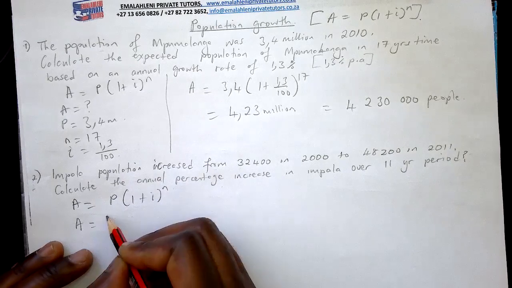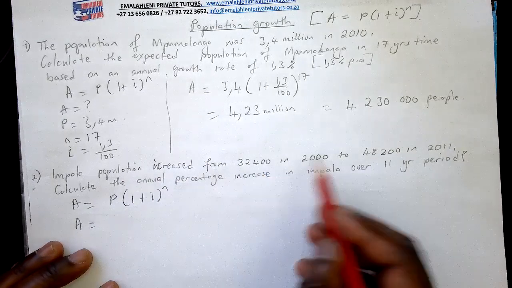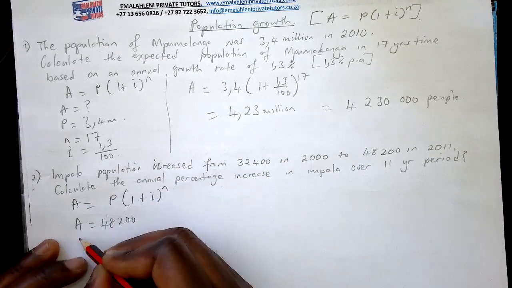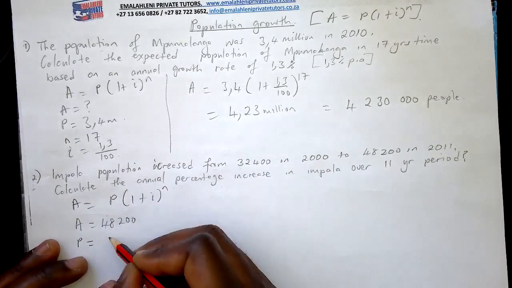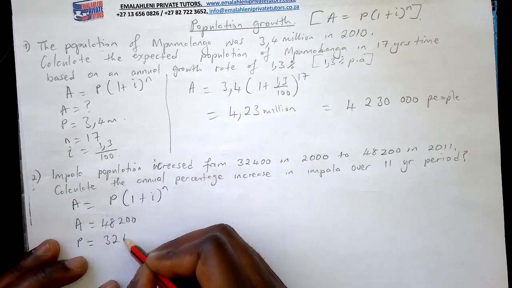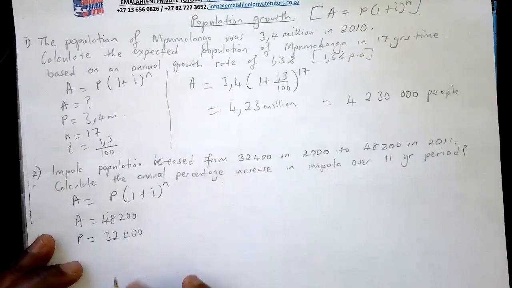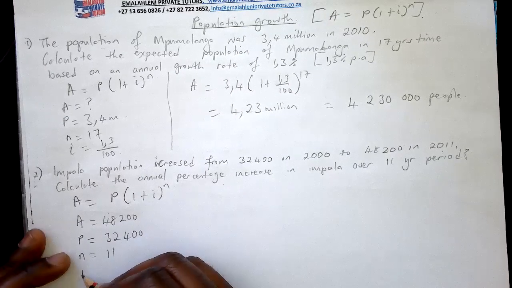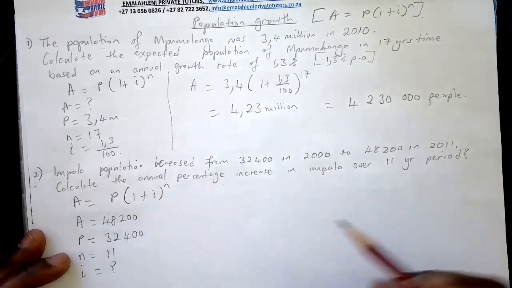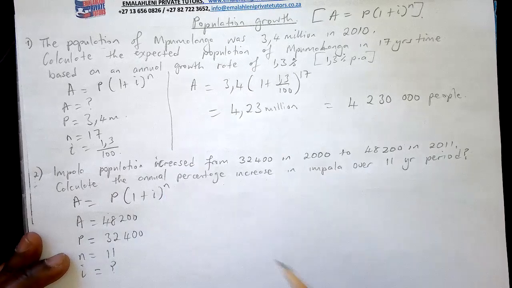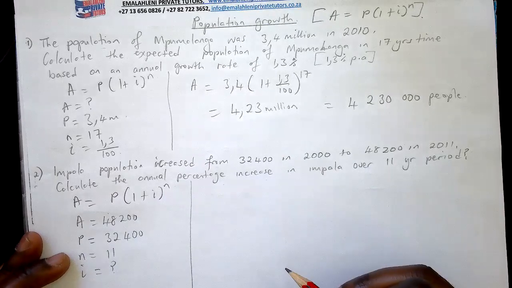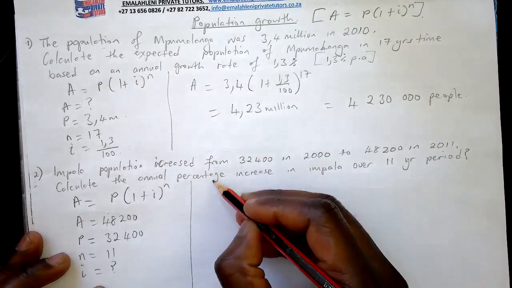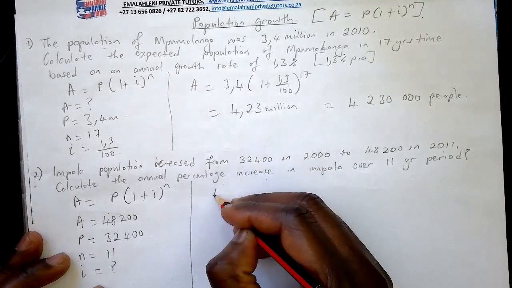A, we are given, the accumulated amount is 48. Then our P is what? Our P is 32,400. Then our N is 11. Our I is the one in question, because we want to know the annual percentage increase. This is our interest that we're looking for. We are looking for the interest in this case. So what are we going to do here? We put all our values. We're going to say what?